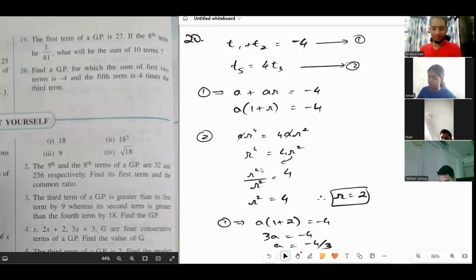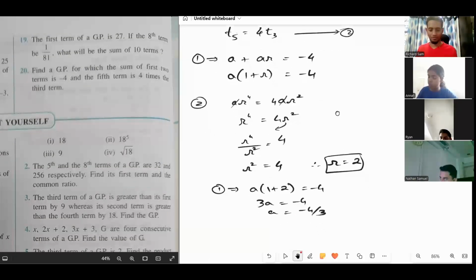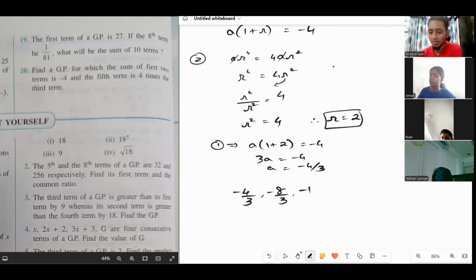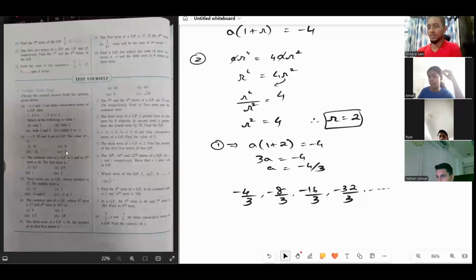Are you all done? So what is the GP that you got? -4 upon 3, comma, -8 upon 3, -16 upon 3, -32 upon 3, and so on. Correct? Okay. Any other doubt from GP? Or we'll put an end to GP.